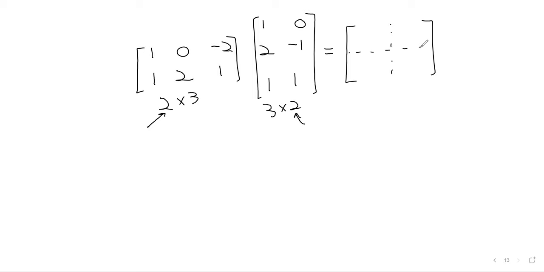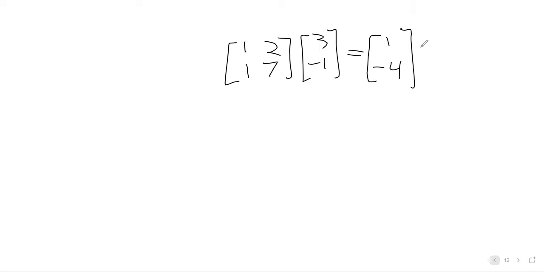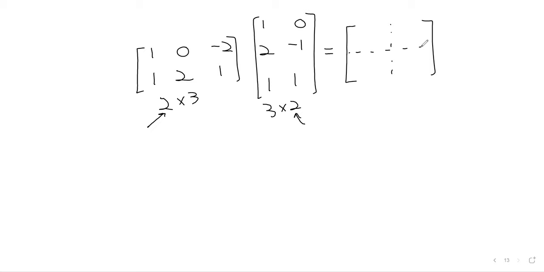And in practice, we tend to find these entries doing an algorithm very similar to our matrix vector algorithm. So for the first row, first column, we'll take the first row here and the first column here, and then we'll multiply them pairwise and add them up. 1 times 1 is 1, 0 times 2 is 0, -2 times 1 is -2. So we've got a 1, a 0, and a -2, add them all up, and we get a -1.